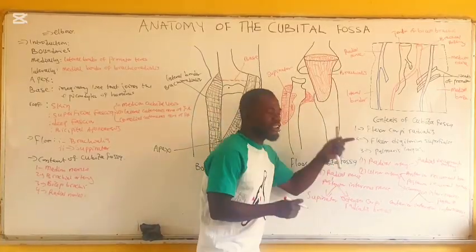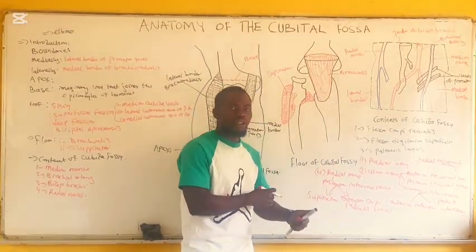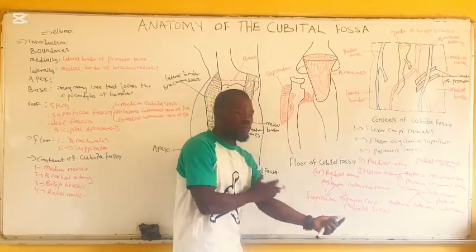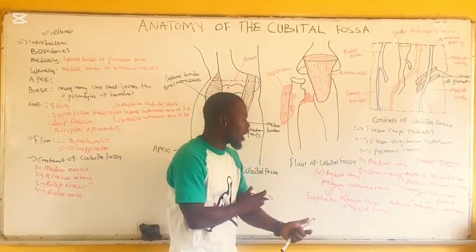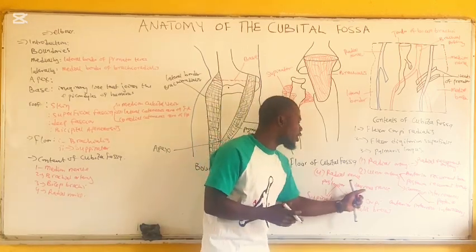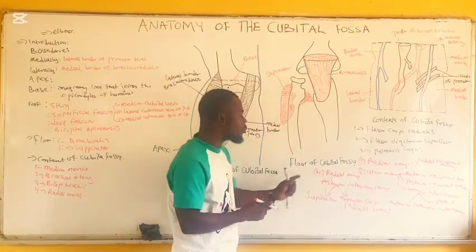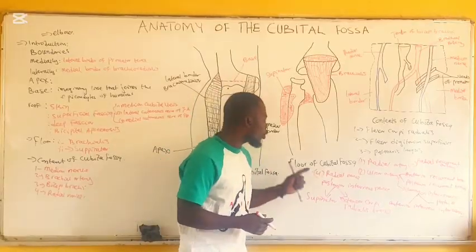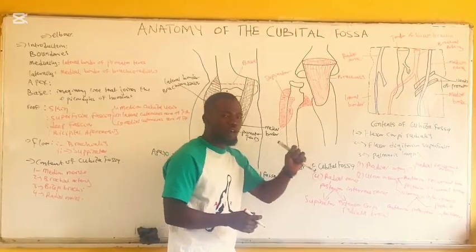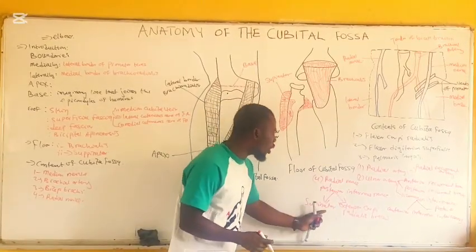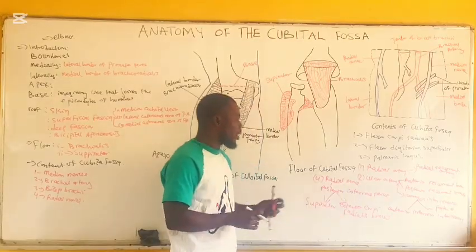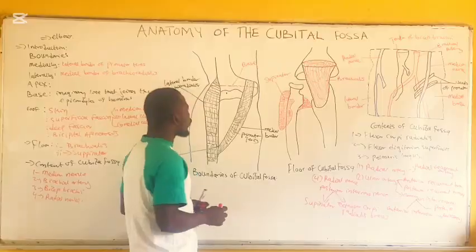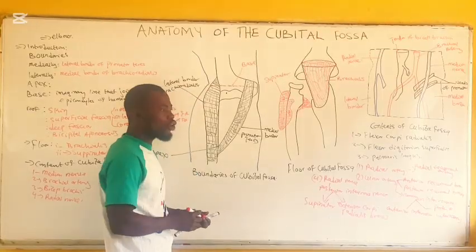The radial nerve descends before it enters the cubital fossa. And in the cubital fossa, it gives off the posterior interosseous nerve, also called the deep branch of the radial nerve. This nerve gives off branches to two major muscles, which are the supinator and the extensor carpi radialis brevis. The next thing under cubital fossa is the clinical correlation.